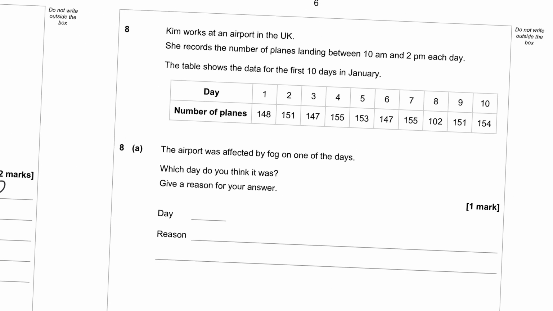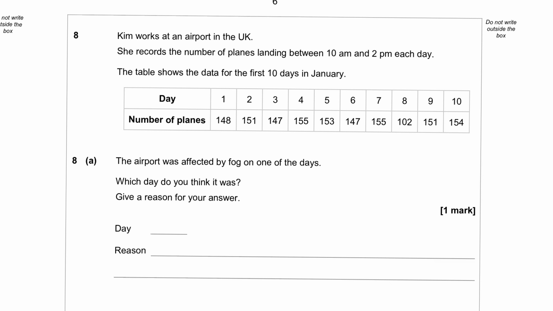So moving on to question 8, we've got Kim works at an airport. On the number of days, we're seeing the number of planes that were landing between 10 a.m. and 2 p.m. every day. It says that the airport was affected by fog on one of the days. Which day do we think it is?